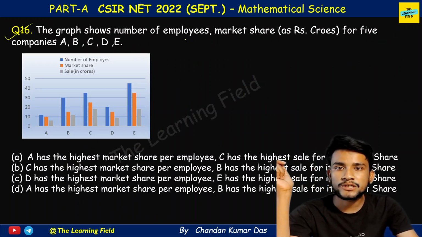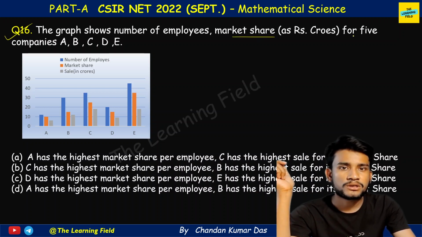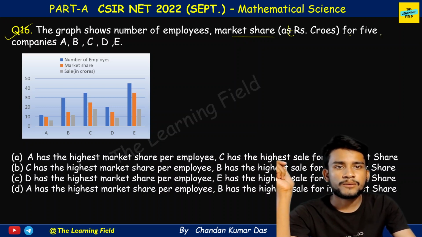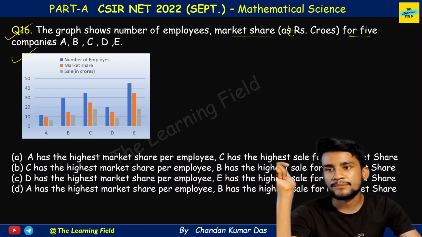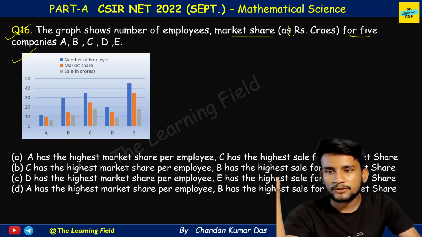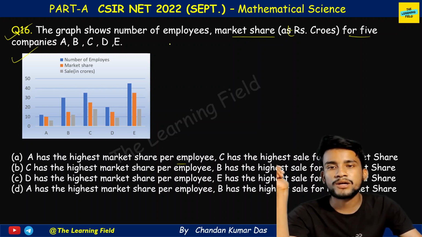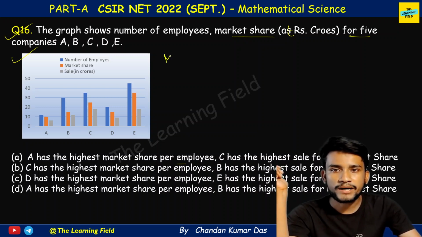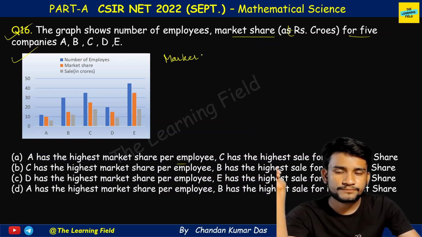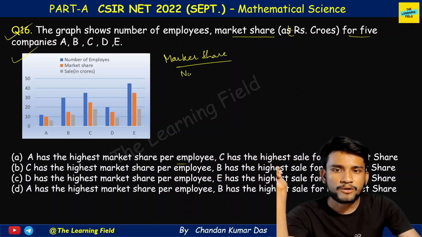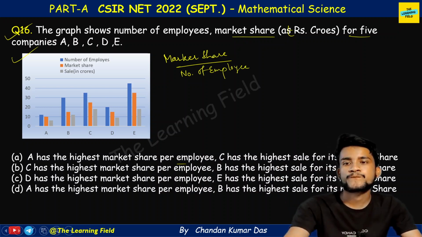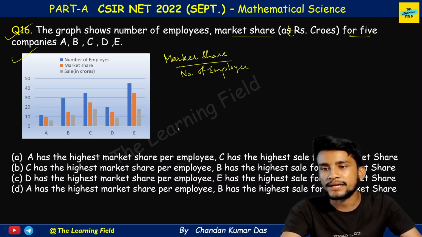It says that the graph shows the number of employees and market share in rupees crores for 5 companies A, B, C, D and E. So this is the graph, and the options say that A has the highest market share per employee, therefore we have to find the ratio of market share to the number of employees.